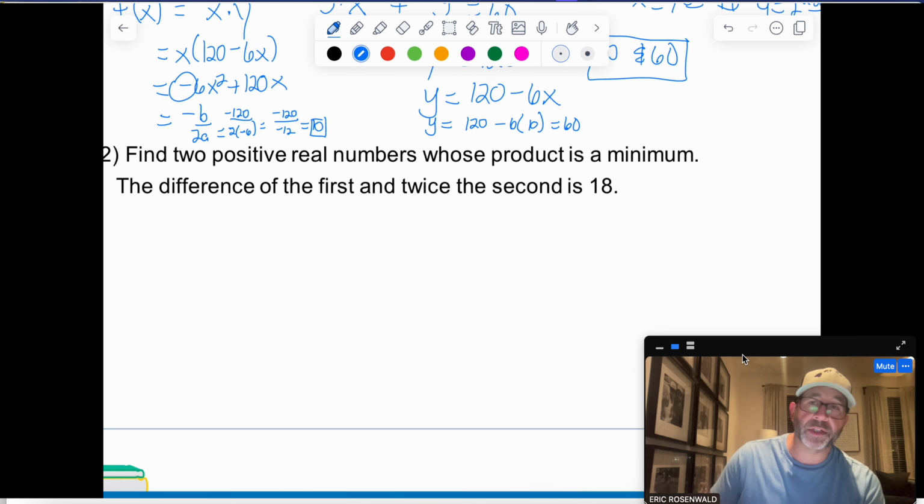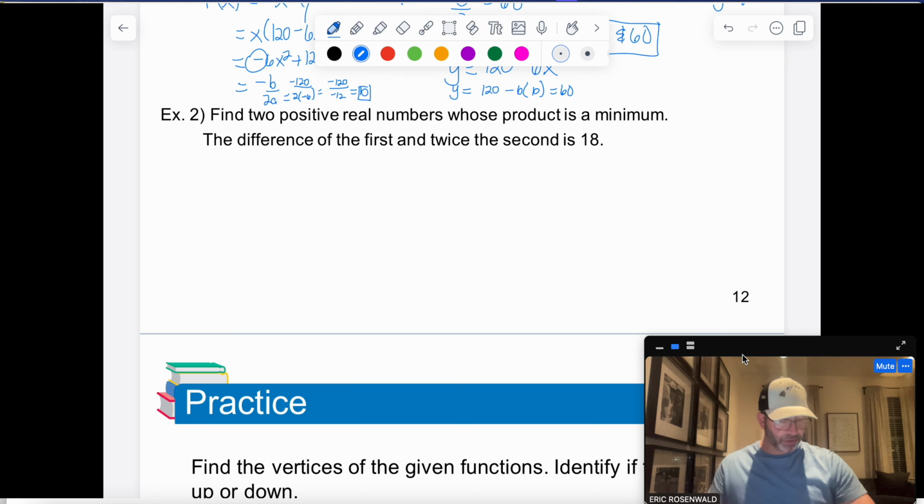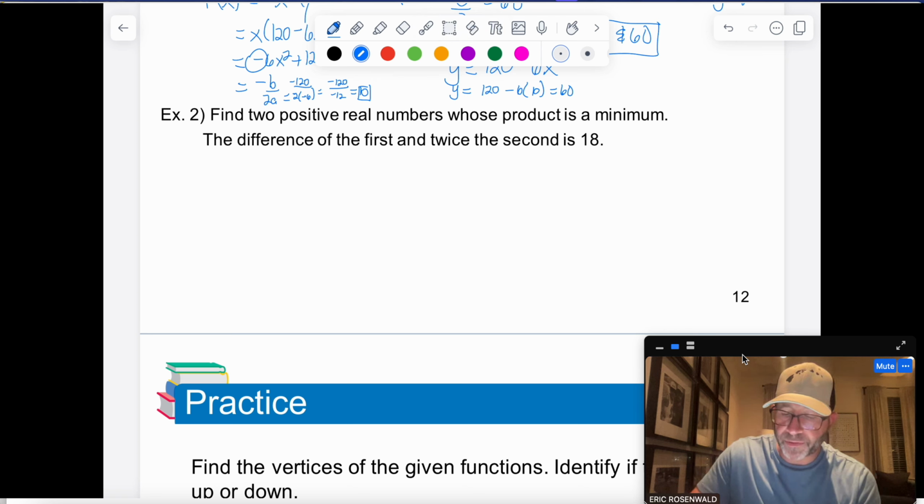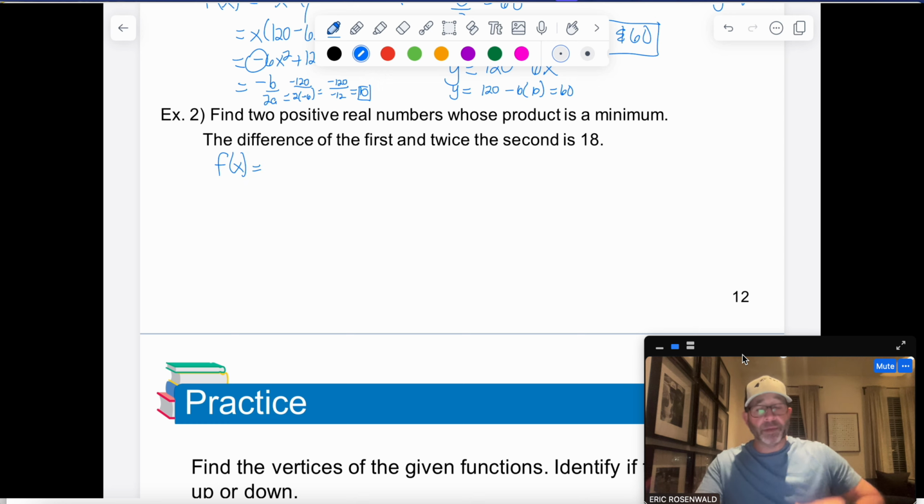Let's do this again. Let's try this for the positive real numbers whose product is a minimum. All right, the difference of the first, so we're doing the product again. And this time it's going to be a minimum.